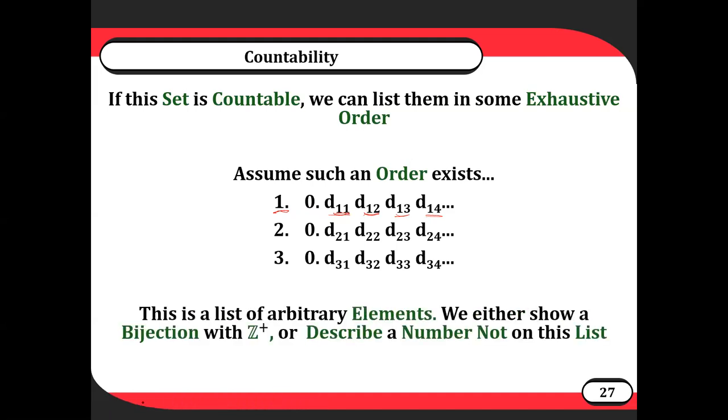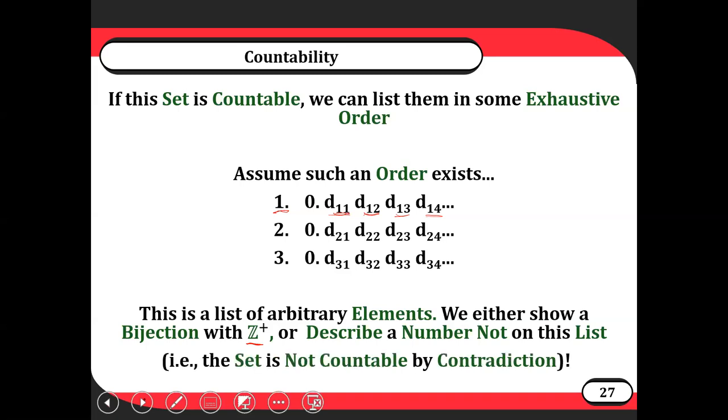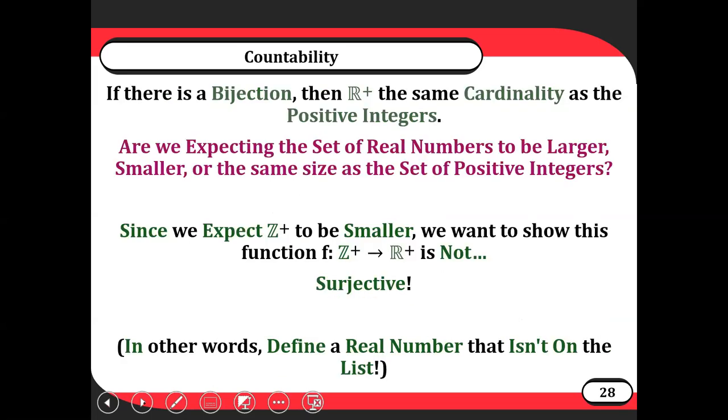So this is a list of arbitrary elements, and we either show a bijection with the set of positive integers, or we describe a number that's not on this list in order to prove it's either countable or uncountable. If we find a number that's not on the list, then we can prove that the set is not countable by contradiction. So we're assuming this order exists, and we are either going to confirm it or we're going to find a contradiction. If there is a bijection, then the real numbers have the same cardinality as the positive integers.